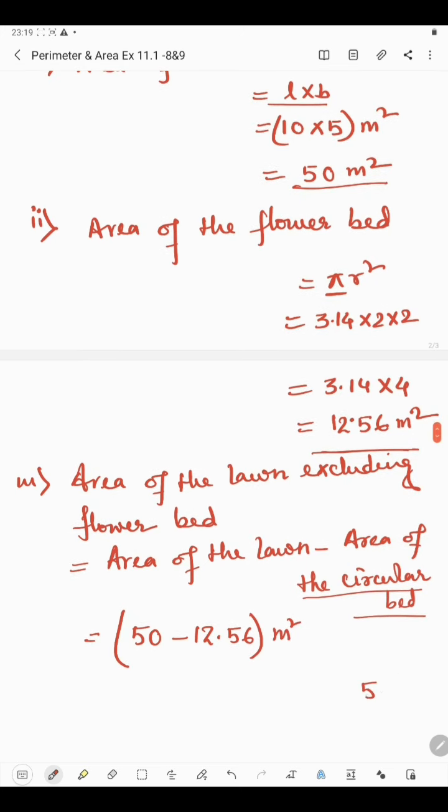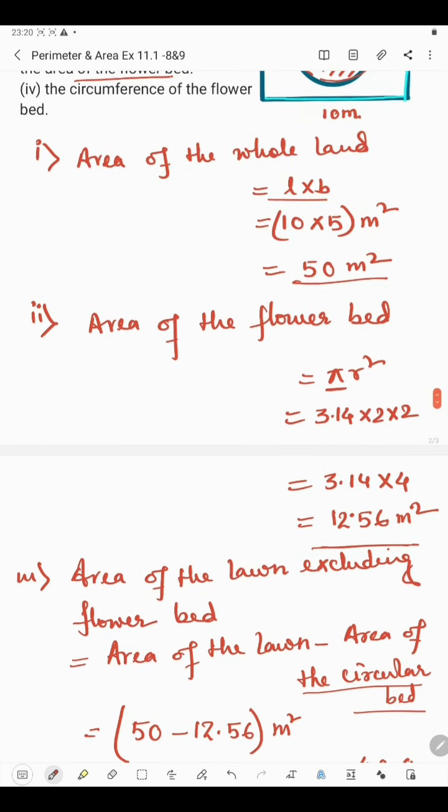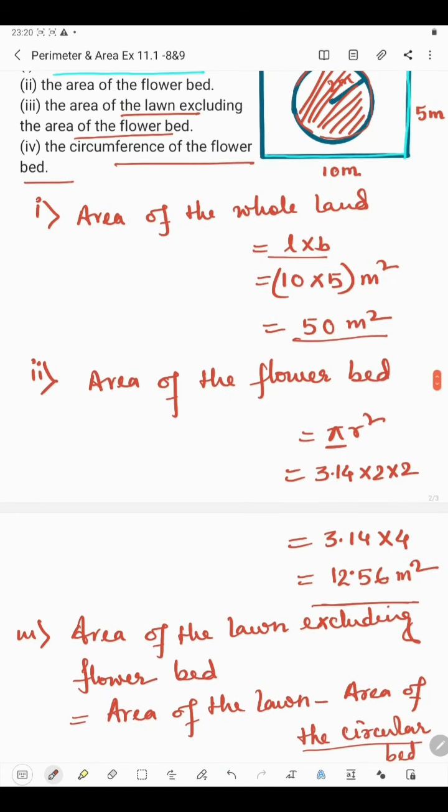Now 50 can be written as 50.00 minus 12.56, the area of the flower bed. So 10 minus 6 is 4, borrow, it will be 9, 9 minus 5 is 4, it will be 9, 9 minus 2 is 7, 4 minus 1 is 3. So it will be 37.44 meters square. Now in the last part we have the circumference of the flower bed.